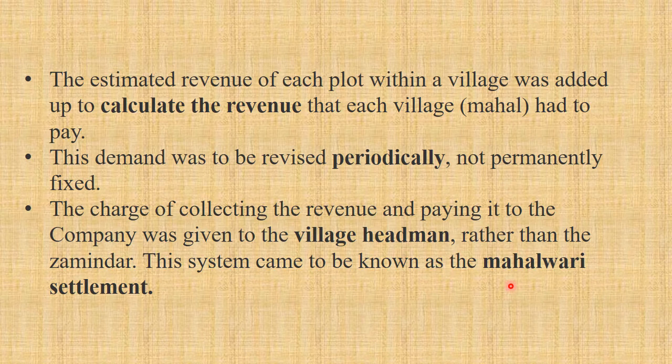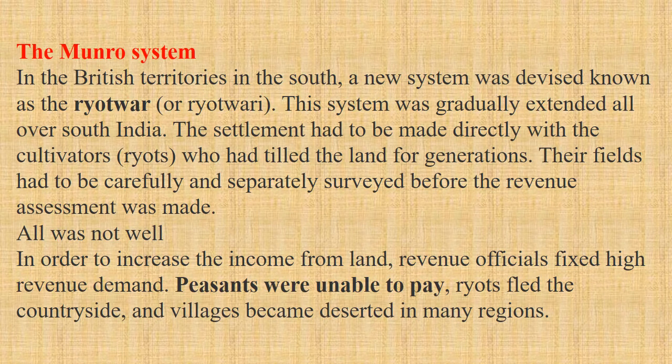Okay. This system came to be known as the Mahalwari settlement. The system is called the Mahalwari settlement. The next, the Munro system. In the British territories in the south, a new system was devised, that is known as Ryotwar or Ryotwari. So another new system, that is Ryotwar or Ryotwari.